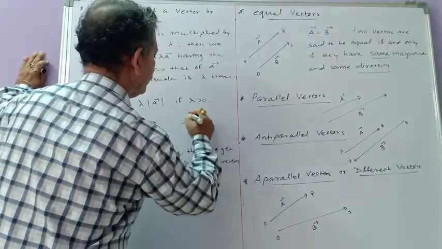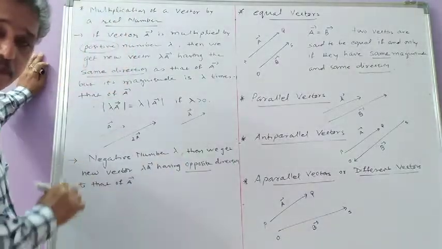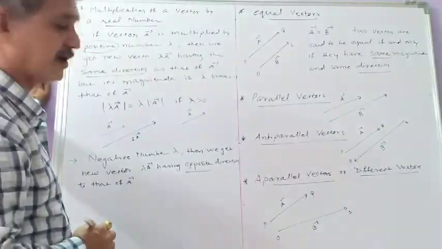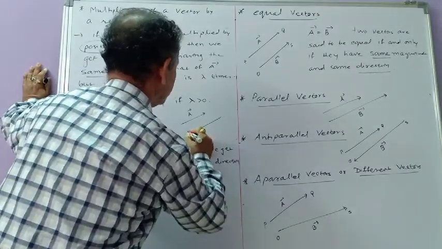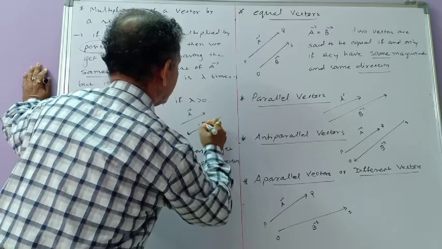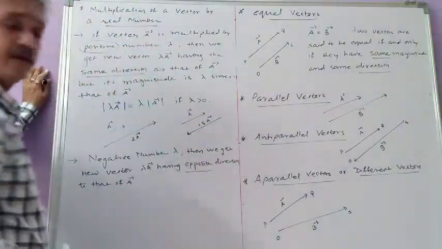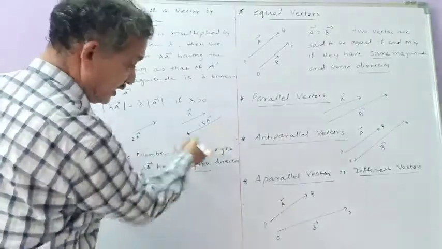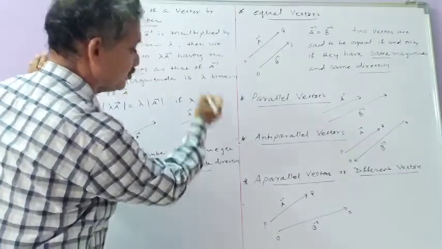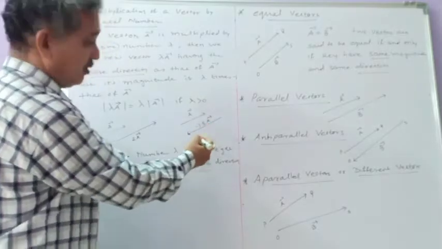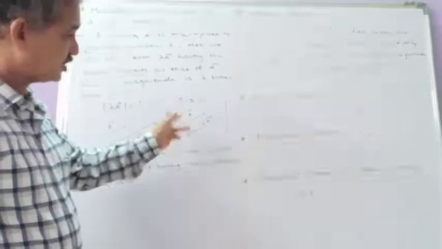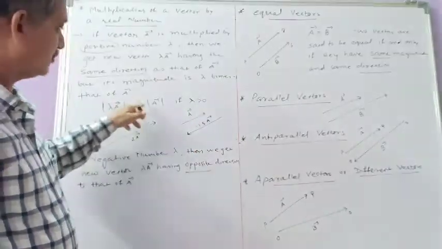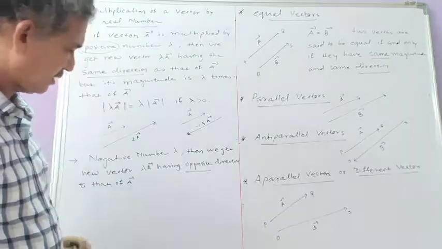So again, if I say this is the vector A, and it is multiplied by minus 1.5, then you may get this kind of vector. This is 1.5 times A, but it is in the opposite direction. As this is minus 1.5, we get the new vector minus 1.5 A, but it is in the opposite direction to that of vector A. And its magnitude will be how much? 1.5 times that of the original vector A.